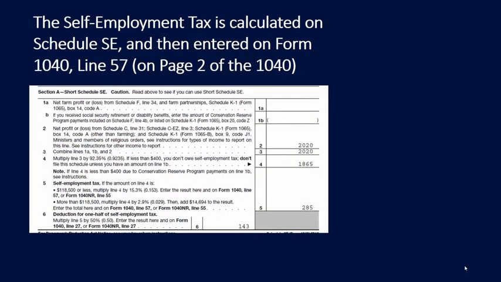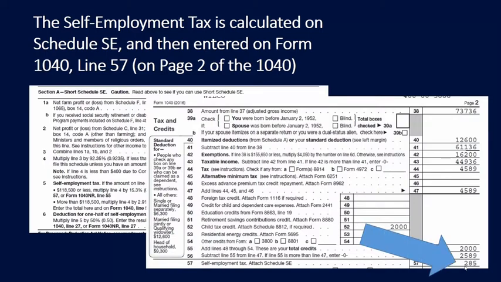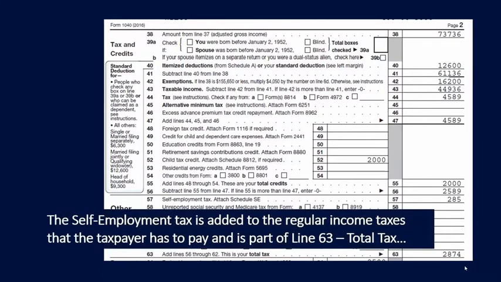The self-employment tax is calculated on Schedule SE and then entered on Form 1040, line 57, which is on page 2 of the 1040. The self-employment tax is then added to the regular income taxes that the taxpayer has to pay and becomes part of line 63 on the 1040, which is the total tax.